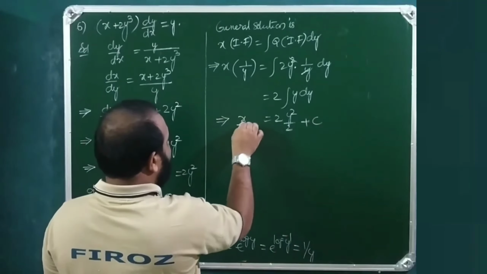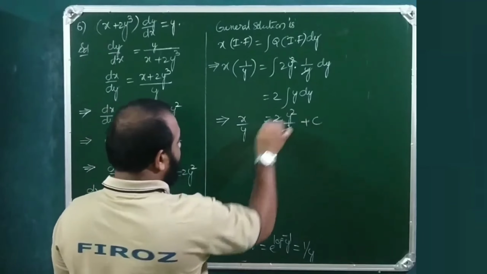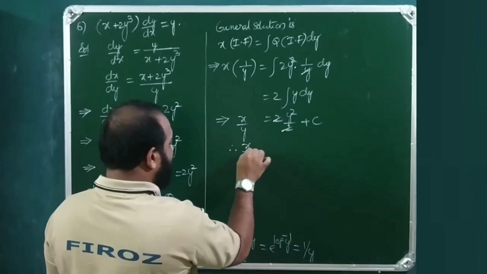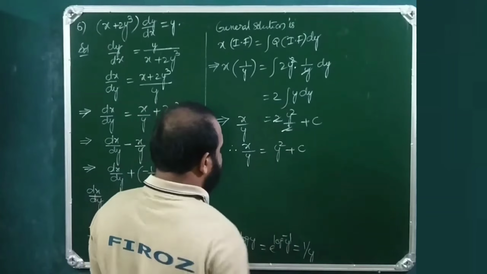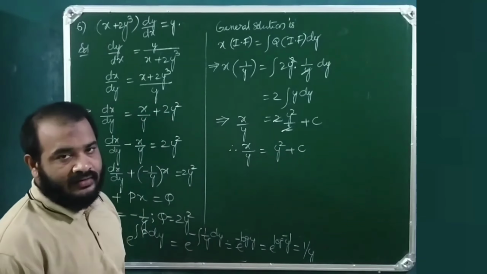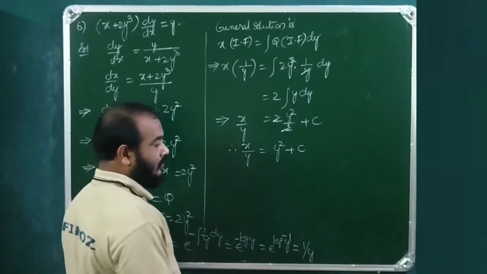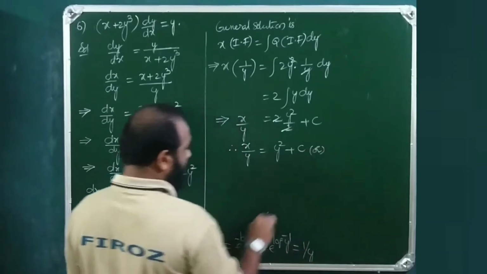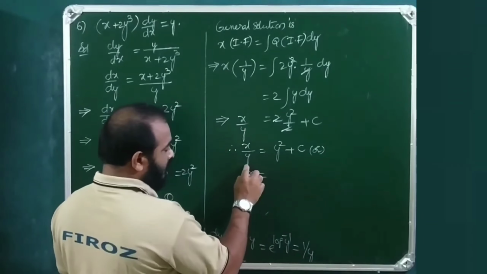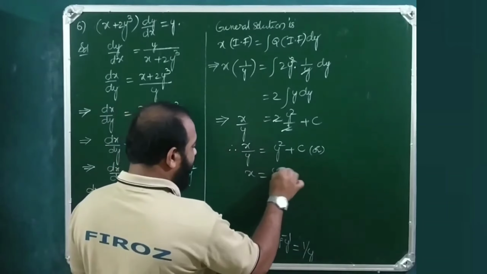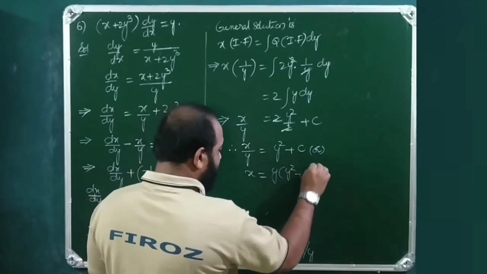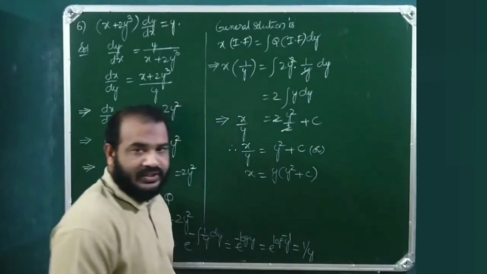This is equal to x by y equals 2. So therefore x by y equals y square plus c is the required solution. Or x equals, transposing this y to the other side, x equals y into y square plus c is the required solution.